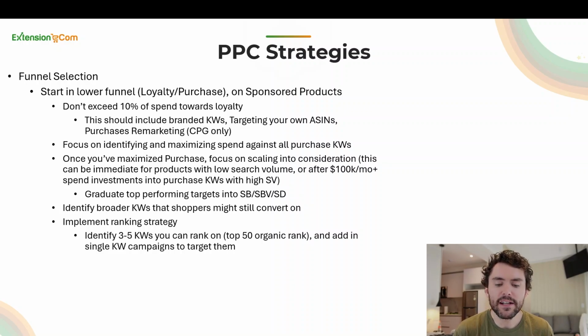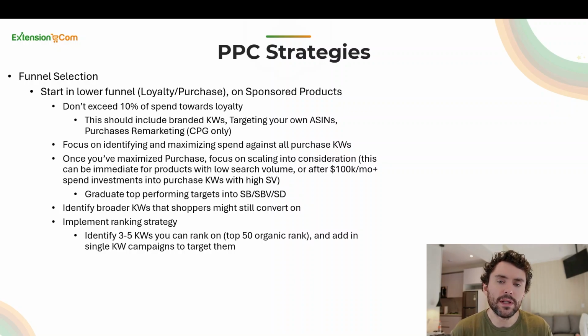Now, once you've identified and maximized spend across all purchase keywords and all purchase ASINs, then you want to start focusing on scaling into consideration. Now, this could be immediately for products that have very low search volume in the market. And this could take over 100,000 per month in spend before you graduate to consideration if you have an extremely broad market with extremely high search volume.